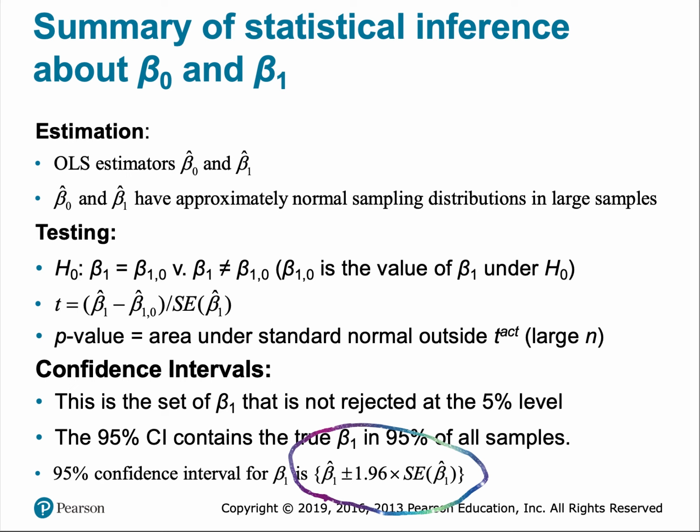Alright folks, that is it for confidence intervals and statistical inference about beta naught and beta 1. In the next lecture, we will discuss regression when the independent variable is binary.